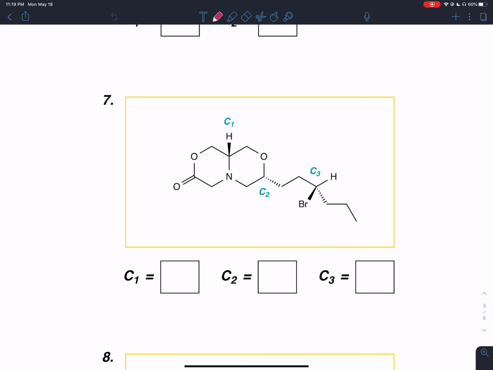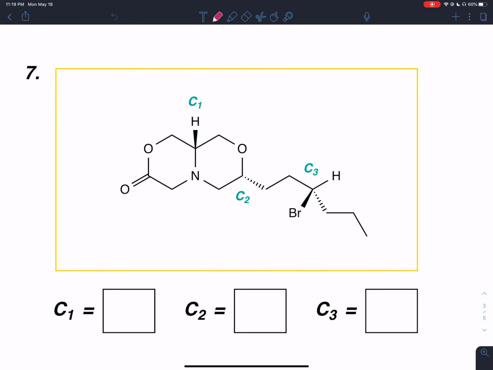Hi everyone, we are going to do one more set of guided R and S solving together. We're going to start with chiral carbon 1. Here is our chiral carbon. The direct atoms attached to this chiral carbon are nitrogen, carbon, carbon, and hydrogen. Hydrogen is the lowest priority. Nitrogen beats the carbons. It is priority 1.